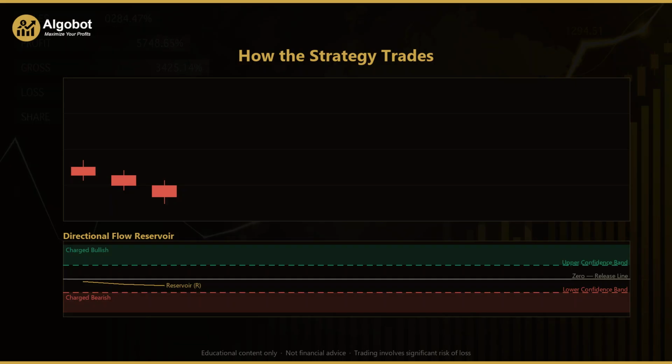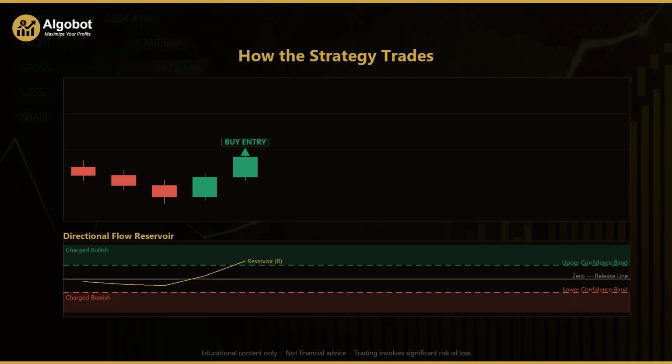On the opening candles, the market is balanced. Price drifts slightly lower in small, overlapping bars, and down in the panel the reservoir sits close to zero, wandering inside the confidence bands. This is exactly the churn state the strategy is designed to sit out. There's plenty of movement, but no net progress, so no signal appears and the strategy simply waits.